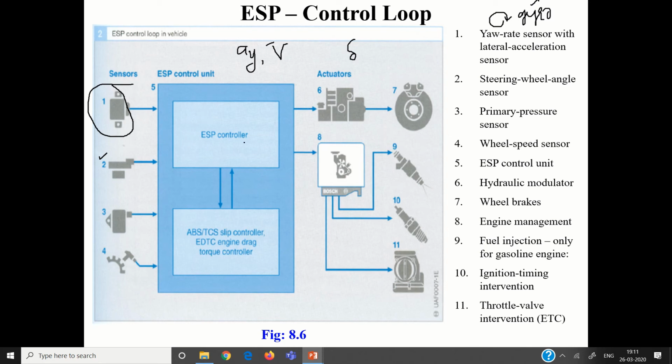Then you have the ESP controller. Then here you have, okay, this is the engine part of it, like slip controller, EDTC, engine drag torque controller. Okay, then you want to apply the brake and all that. Suppose you are interested in controlling which wheel to brake and all that, and based on whatever algorithm you have put in over here, that particular actuator is actuated and the brake is applied.